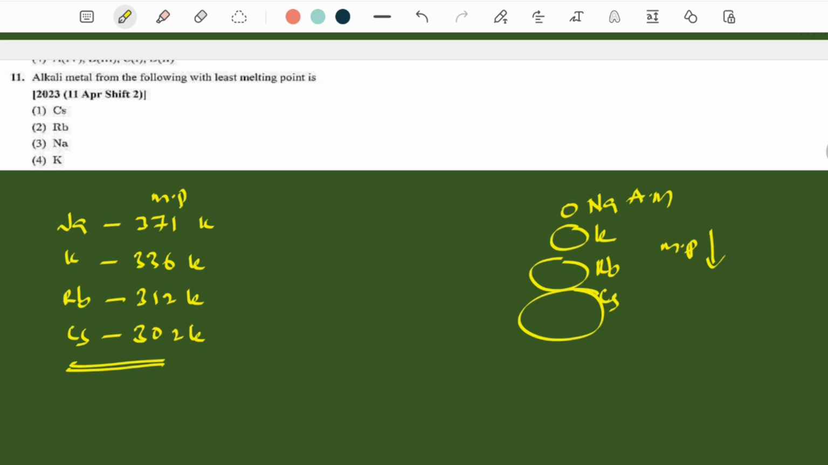According to our question, the right option is 1, cesium has the least melting point. Melting point is related to atomic size. From top to bottom atomic size increases, which leads to decreasing strength of metallic bonds. The weaker metallic bond gives lower melting point because less energy is needed to convert the solid metal into liquid. So cesium has the least melting point in alkali metals.